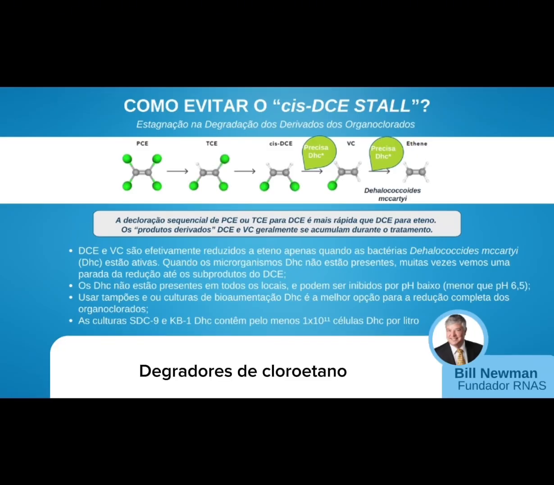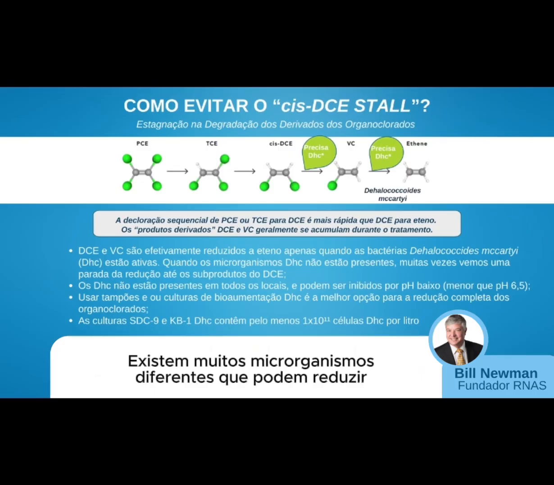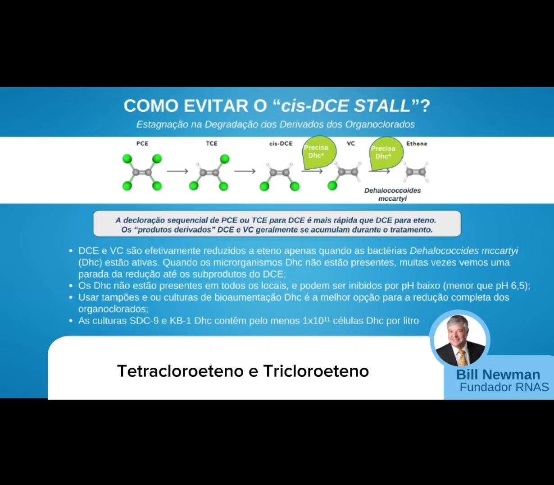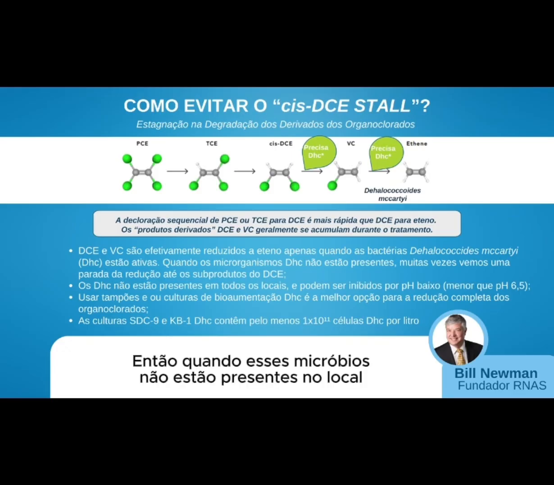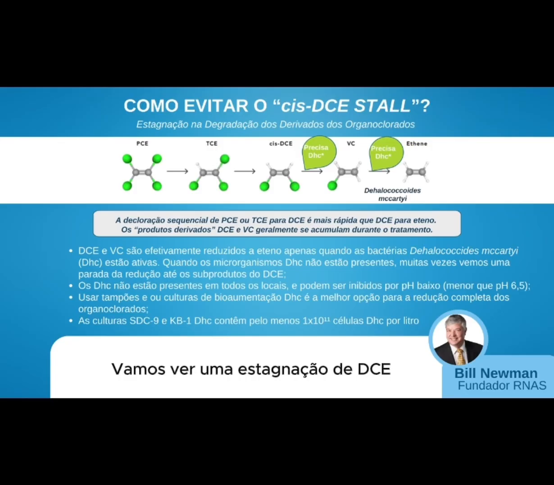Chloroethene degraders: there are many different microbes that can reduce tetrachloroethene and trichloroethene to dichloroethene. But there's really only one group of microbes, D. helicoides mccartyi, that can reduce dichloroethene to vinyl chloride and ultimately to ethene, which is the harmless byproduct that we want. So when those microbes are not present at a site, we will see a DCE stall.